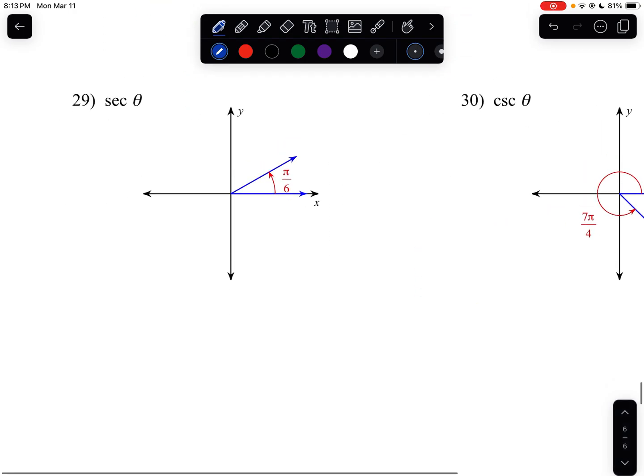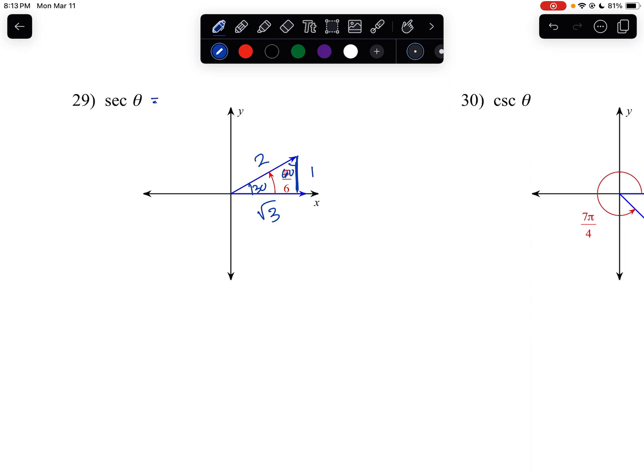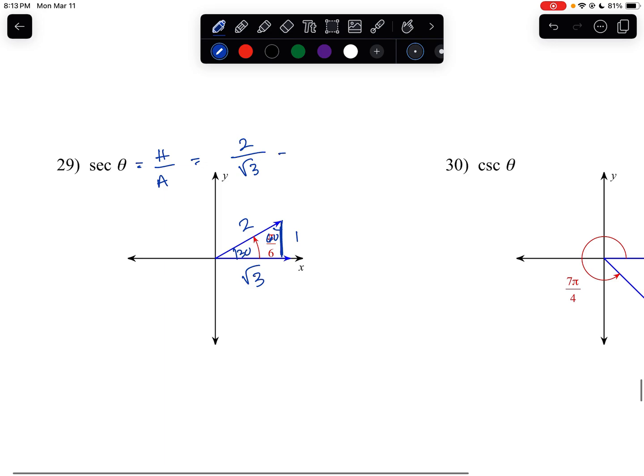Alright, 29, we have pi over 6. That's pretty easy given to us right there. So this is 30, this is 60. So we have 2, we got 1, we got root 3 right here. Secant is equal to the hypotenuse divided by the adjacent. So the hypotenuse is 2, the adjacent is root 3. So multiply by root 3, so we get 2 root 3 divided by 3.